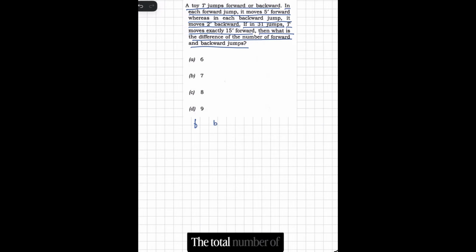B. The total number of jumps would then be F plus B, which is given as 31. This will be our equation number 1. The distance covered by the forward jumps will be 5F and the distance covered by the backward jumps will be 2B. The total distance hence covered will be 5F minus 2B, which is given as 15. This is our equation number 2. Solving these two equations, we will get our answer.